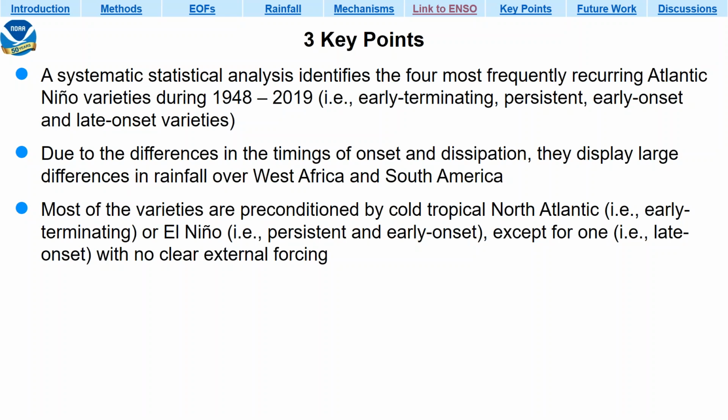And most of the flavors are preconditioned by the cold tropical North Atlantic in the case of the early-terminating flavor, or El Nino in the cases of the persistent and early onset flavors, except for one flavor, the late onset flavor. In that case, there is no clear external forcing that drives it.